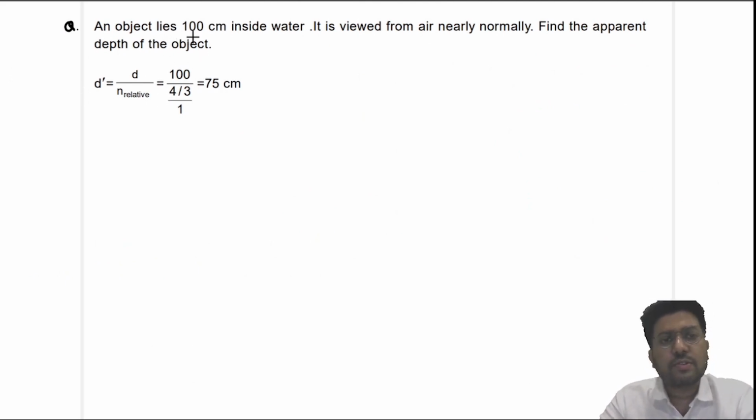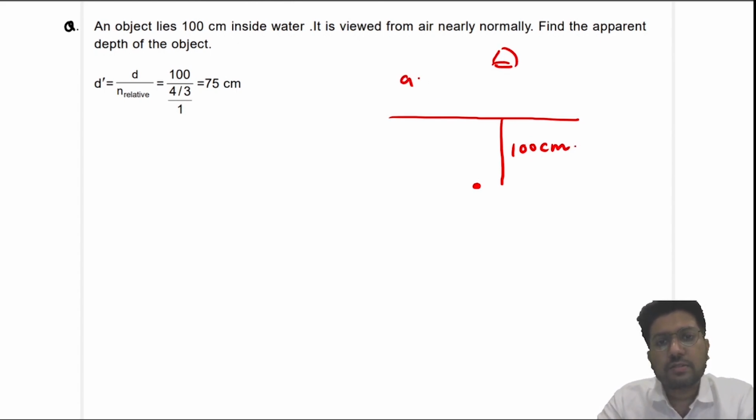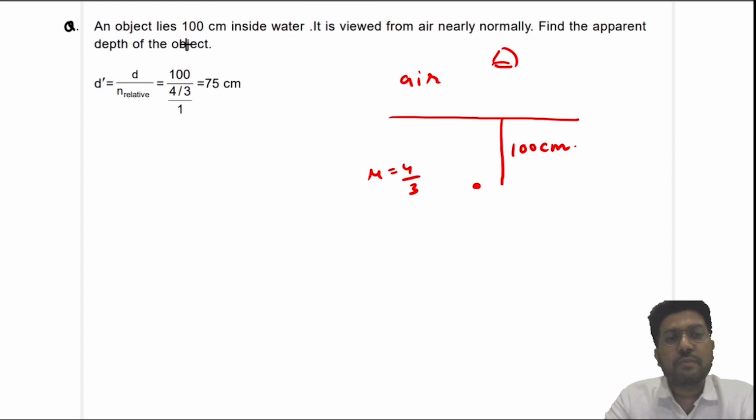It is given to you that an object lies 100 centimeter inside water. So this is an object which lies 100 centimeter inside water and it is viewed normally from air. So this is air and this is water, that is mu is 4 by 3. Then find the apparent depth of the object. That means they have asked you di. You know that di by do, or you can write di is equal to mu2 by mu1 into do.